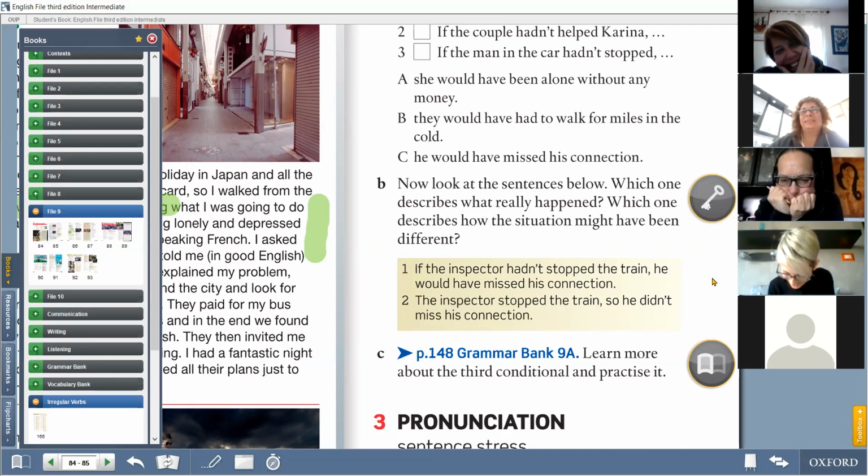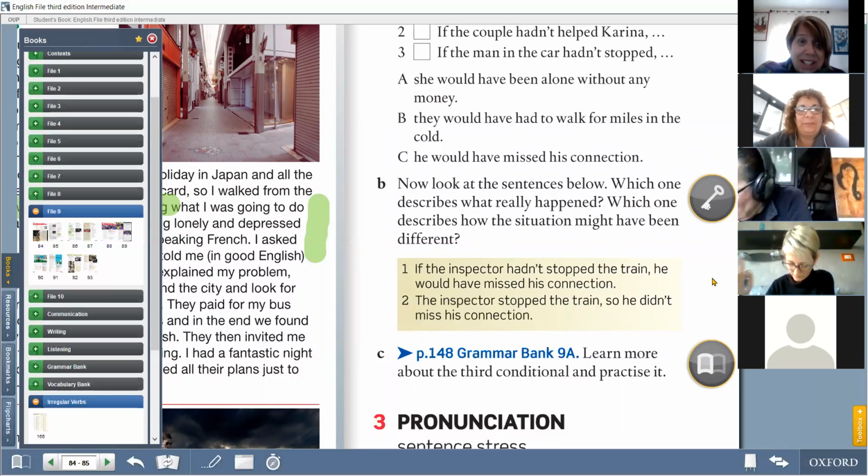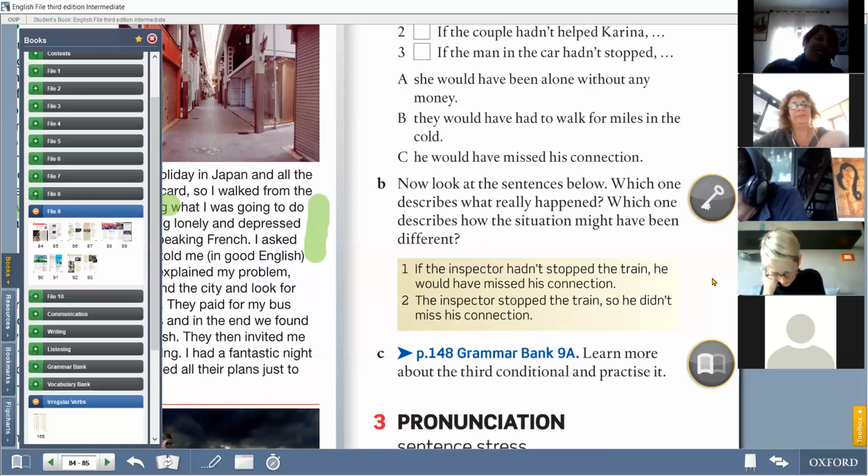Giovanni, gli ho cambiato nome per l'occasione. Allora, the second one, the inspector stopped the train so he didn't miss the connection, it describes how the situation really is. Good, very good. And the first one, it is the possibility that would be if the inspector hadn't stopped the train, he would have missed his connection. Perfect, very good.